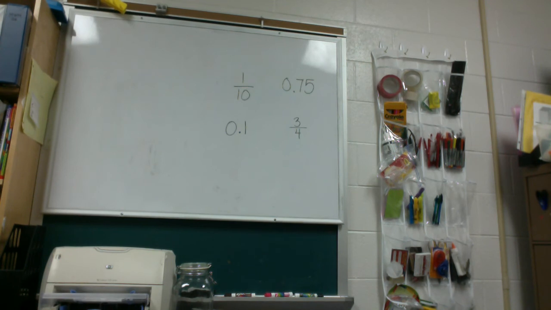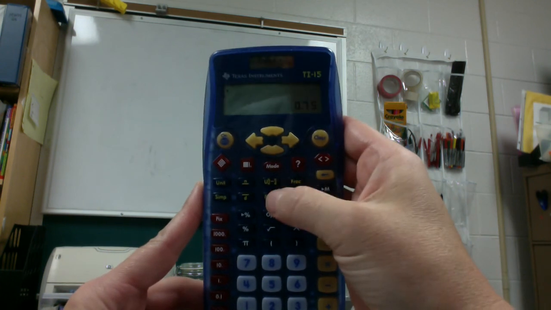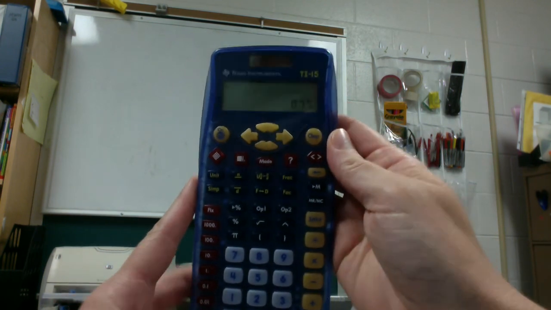So I know if I wanted to change them to decimals, 1 numerator, 10 denominator is 0.1. I know that 1/10 is much smaller than 75 hundredths. So it's a very handy tool to have on the calculator, that F D button. F arrow D, fraction to decimal, decimal to fraction.